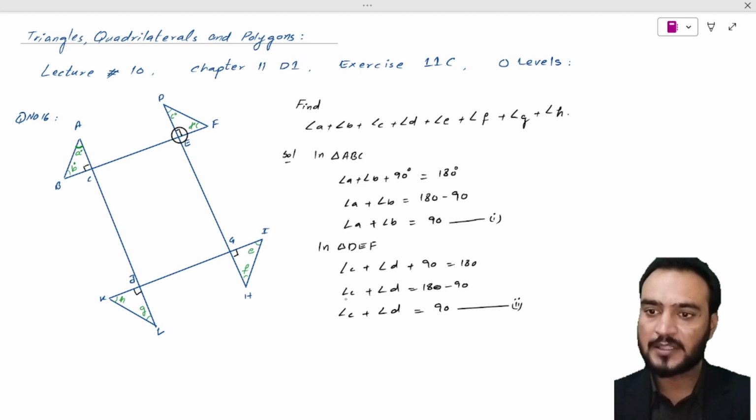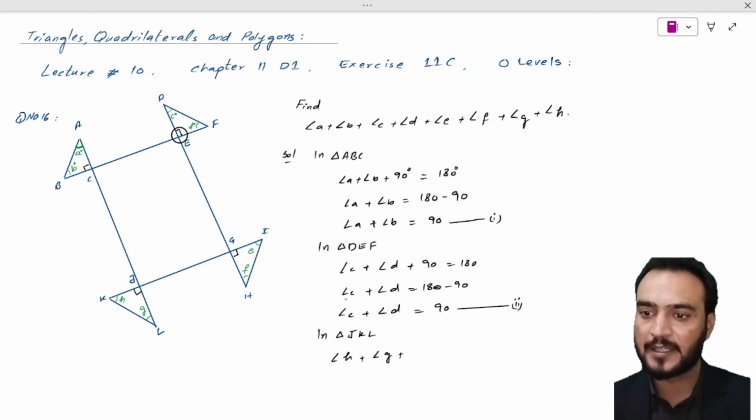Now let us consider the third triangle KJL. In triangle JKL, we have the three interior angles: angle H plus angle G, and the third angle is obviously the right angle, that is 90 degrees, equal to 180 degrees. Hence we get the third equation: angle H plus angle G is equal to 90 degrees. This becomes the third equation.